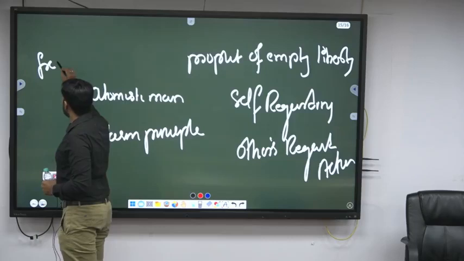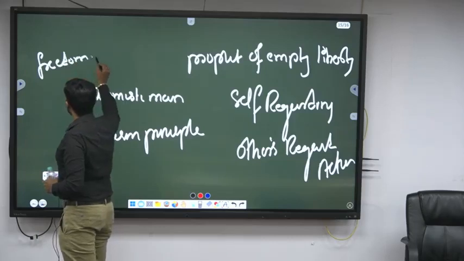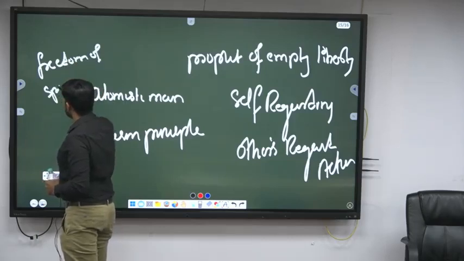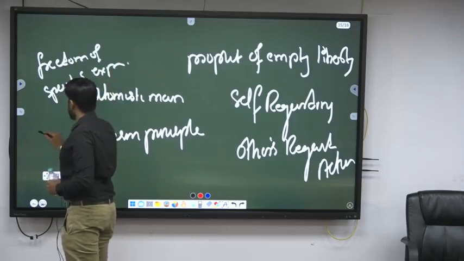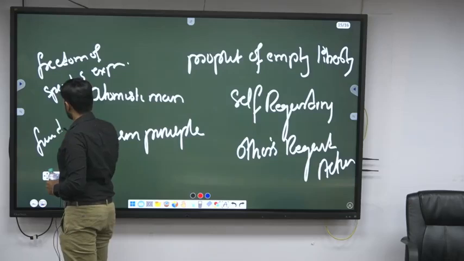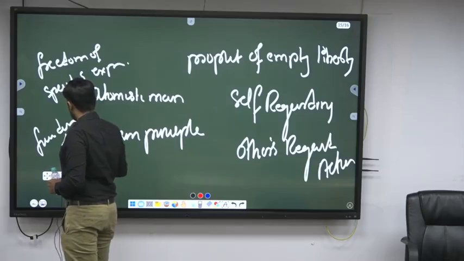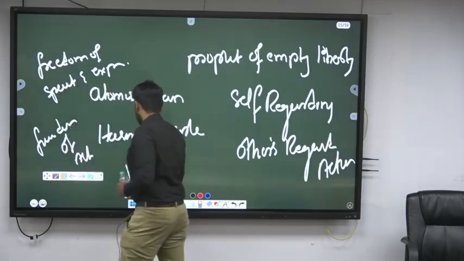Another keyword you will be remembering is freedom of speech and expression, freedom of action, freedom of association.